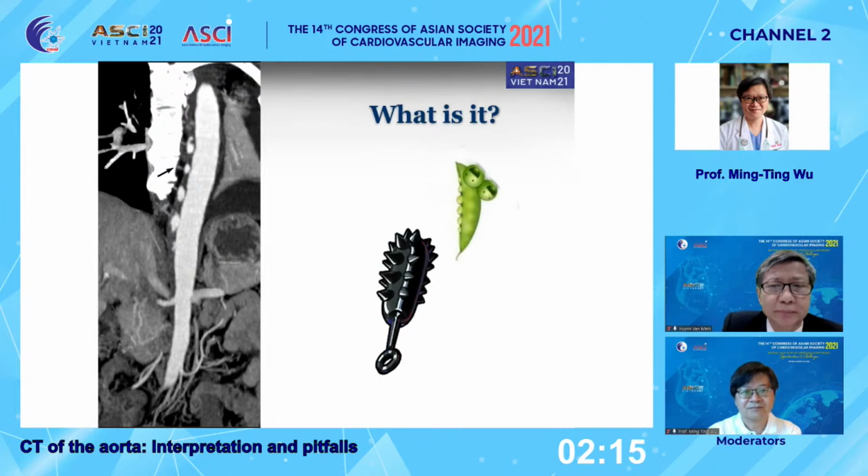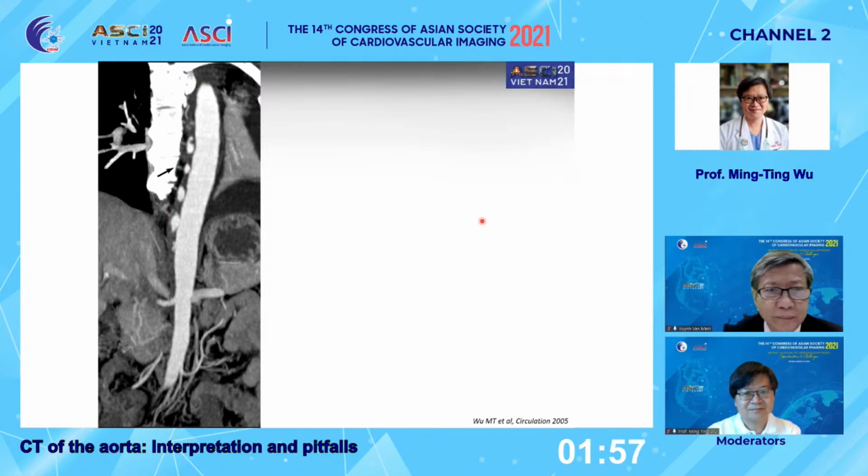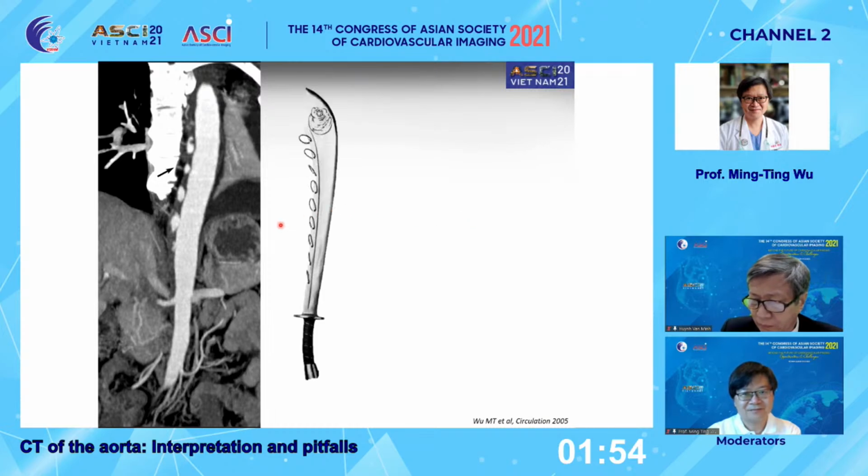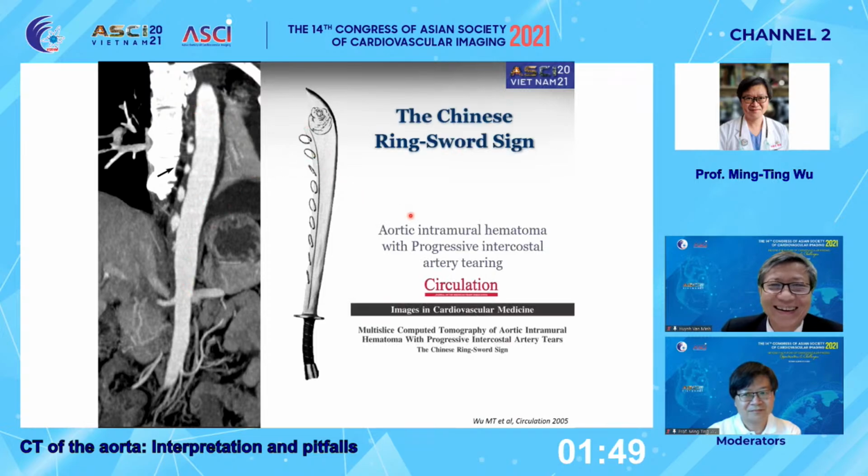Now I would like to show you an interesting case. What do you think about this? Along the descending aorta, one IMH, one IMH, one IMH, and the intercostal artery branches 1, 2, 3, 4. Is it like this one or this one? My resident told me it looks like this. Wow, perfect match. And we call it the Chinese ring sword sign. It is intramural hematoma with progressive intercostal artery tearing.